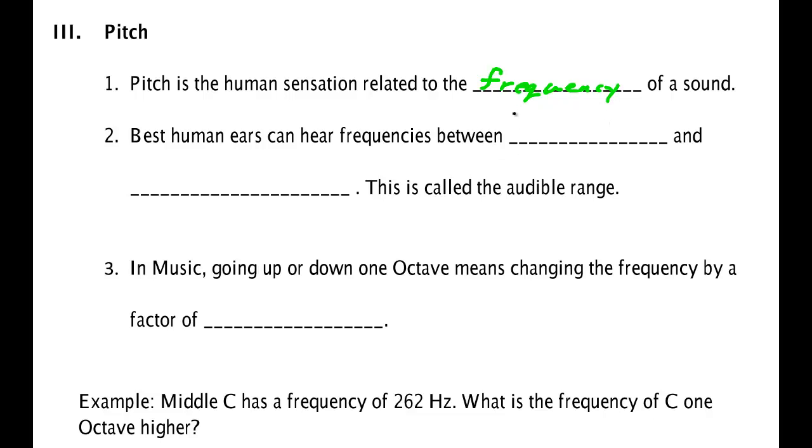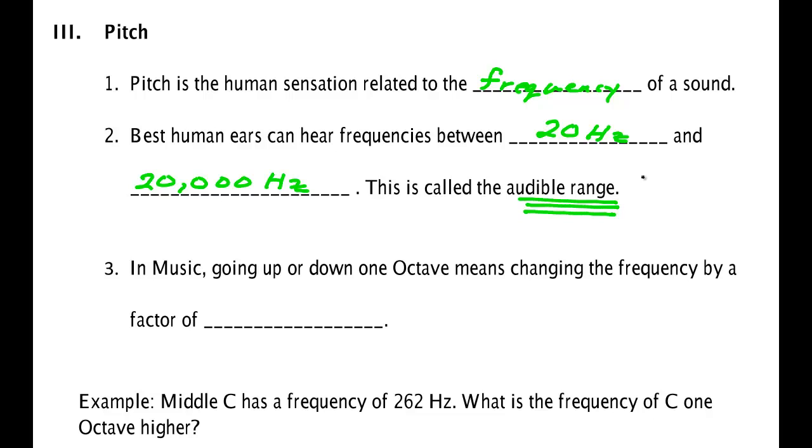So when we say something is at a higher pitch, it's because the frequency of the sound went up. Best human hearers can hear frequencies between 20 hertz and 20,000 hertz, or usually said to be 20 kilohertz. This is called the audible range.